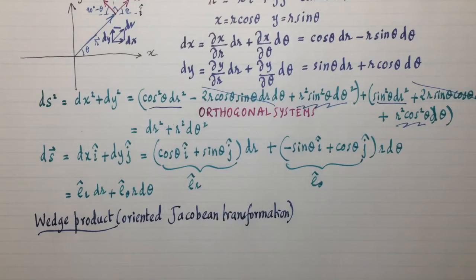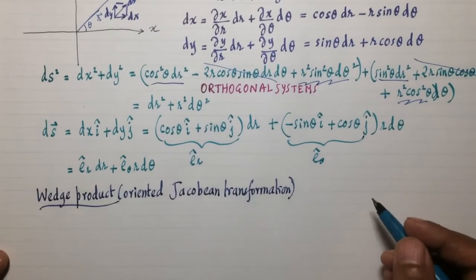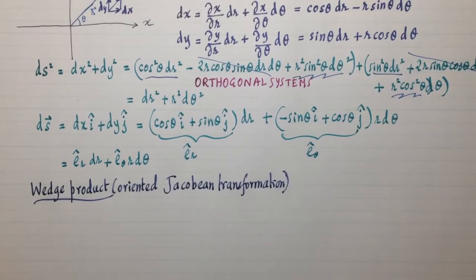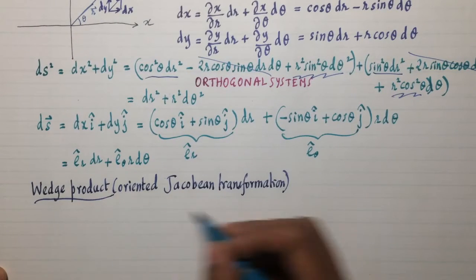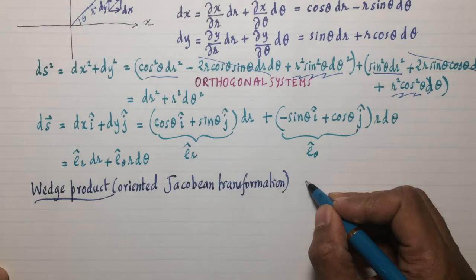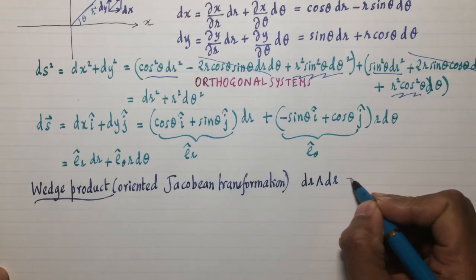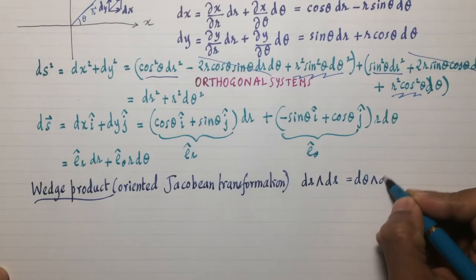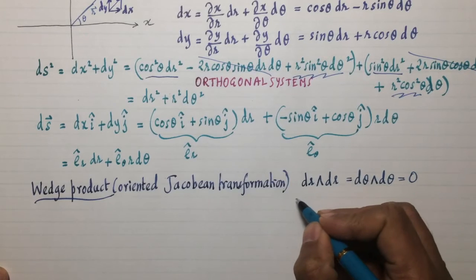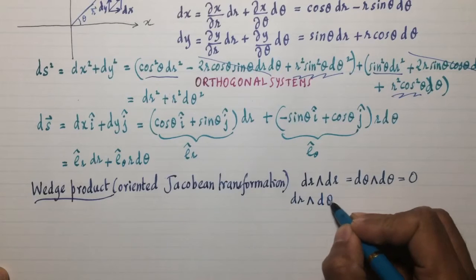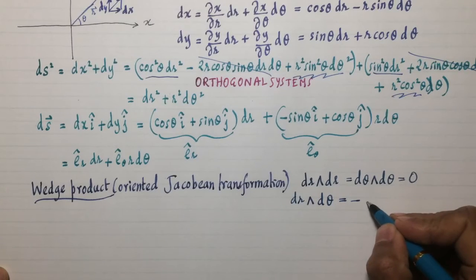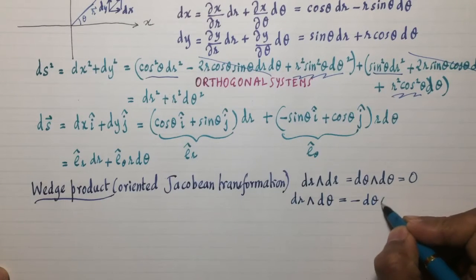Well, those are all big words, but basically it amounts to just calculating the wedge product. Now the wedge product has some very simple characteristics, so if we take this wedge product approach, we can avoid this whole Jacobian talk. dr wedge dr and d theta wedge d theta are 0, and the only non-zero terms are dr wedge d theta, and that must be equal to negative d theta wedge dr.